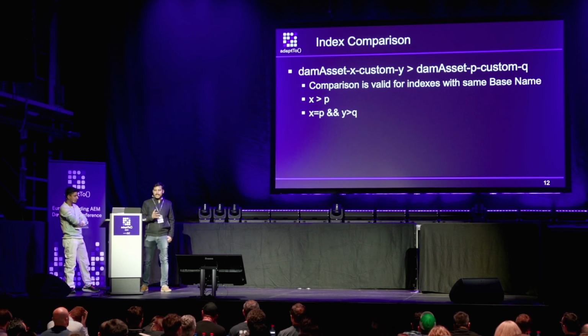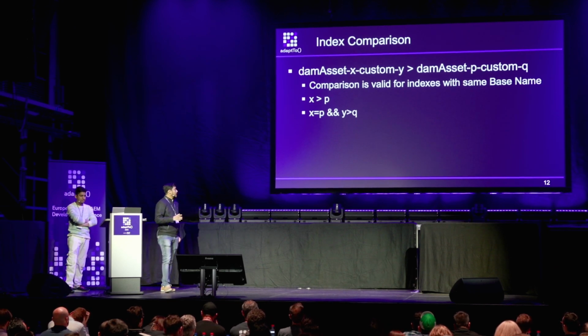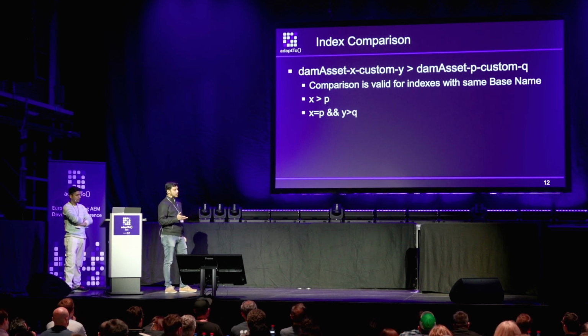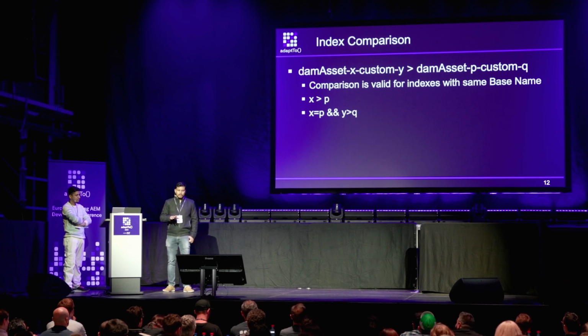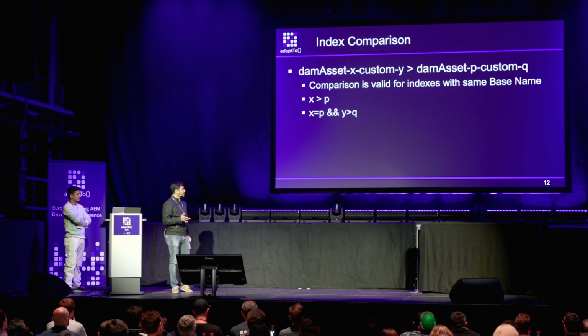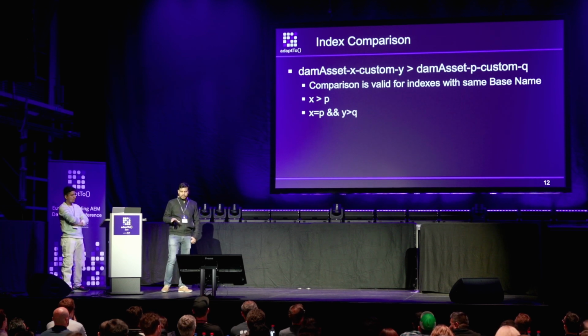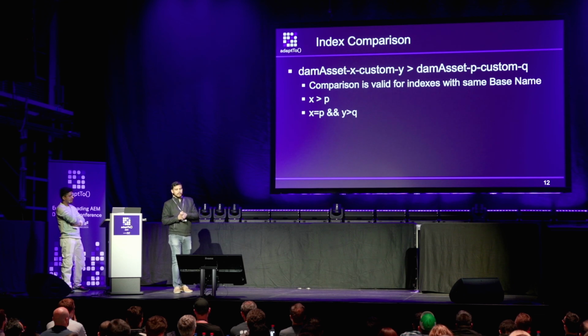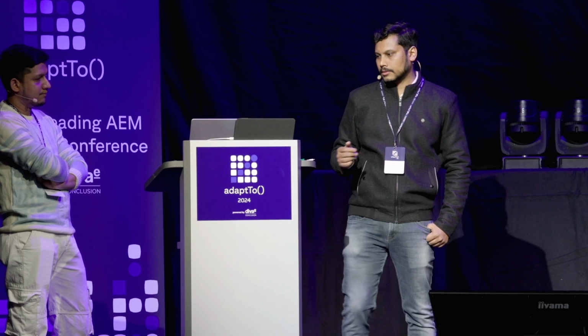So let's say we have DAM asset X custom Y, and we will say this index is greater than DAM asset P custom Q if the product version of the first index is greater than the product version of the second index. In case both the product versions are the same, then we look at the customer version, and whichever index has the higher customer version will be considered the higher index.